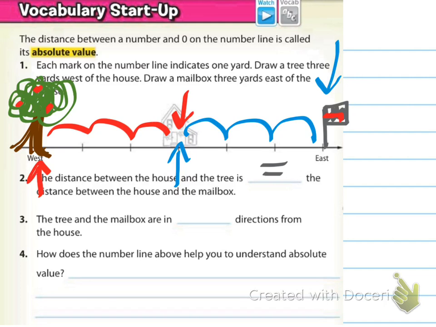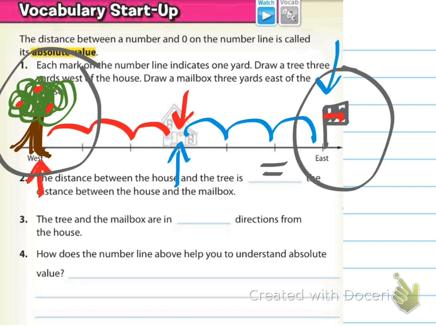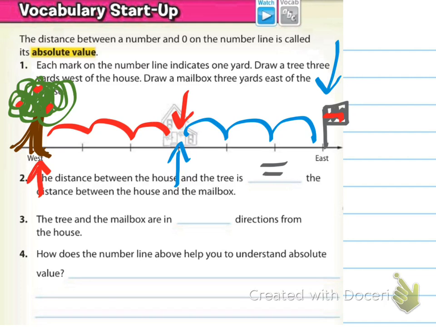Number 3 says, the tree and the mailbox are in blank directions of the house. Well, what do you notice? You've got your tree on one side and your mailbox on the other. What do you notice? That they are in opposite directions from the house. And then number 4 says, how does the number line above help you understand absolute value?